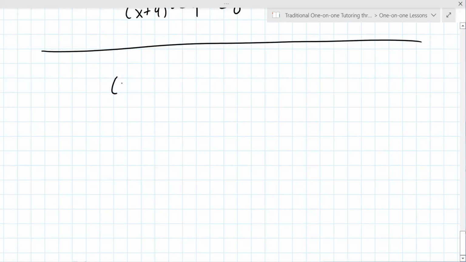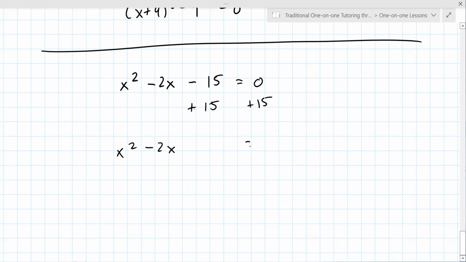Let's go x squared minus 2x minus 15. Okay, so why don't you tell me the first step to do? You subtract 15 from 15 and 0. Okay, but it's already negative, so instead of subtracting, you add 15 to both sides. That's right. So it's x squared minus 2x equals 15.